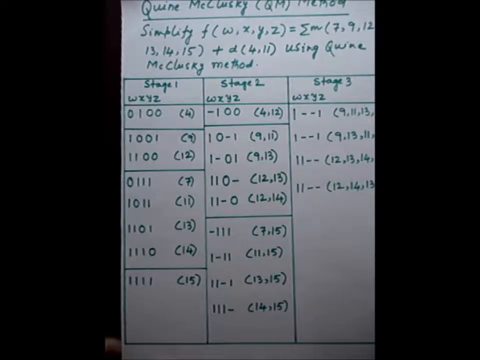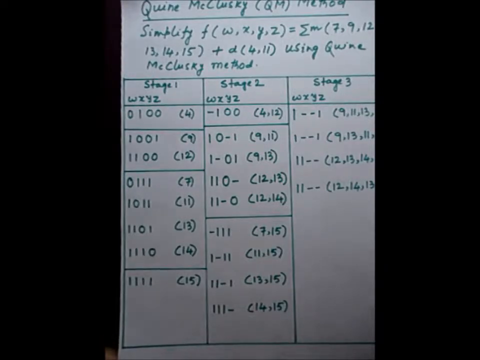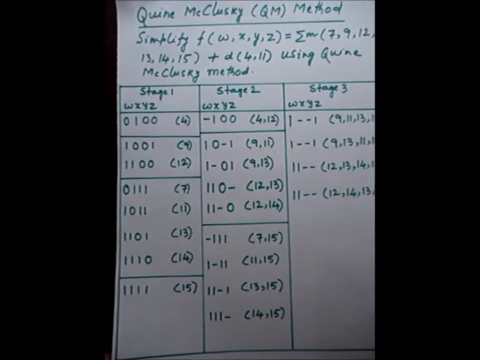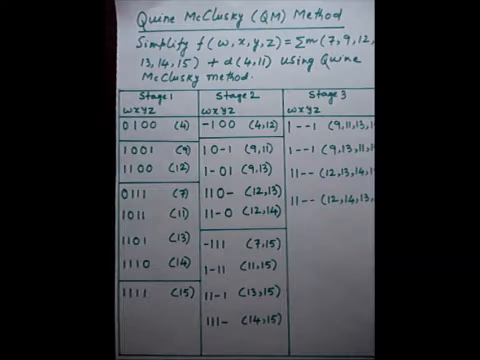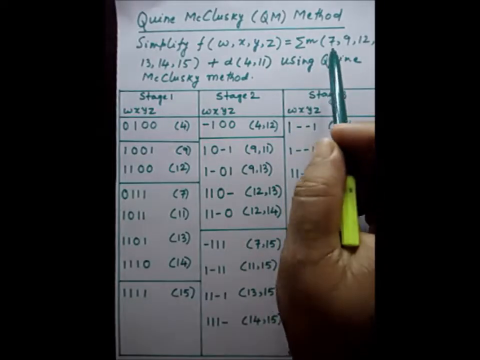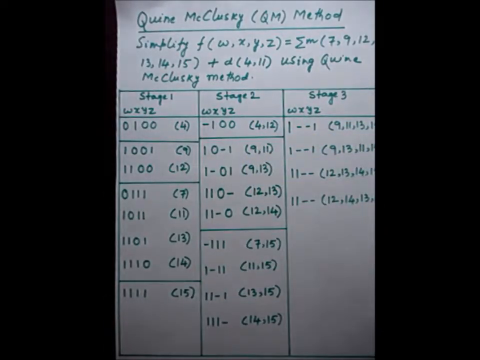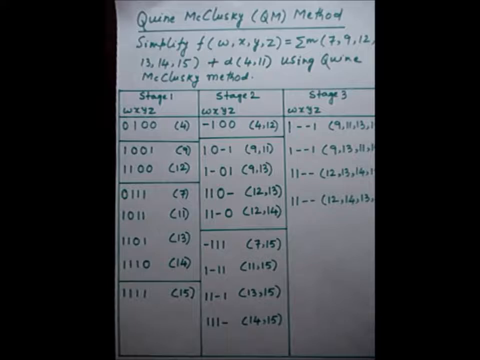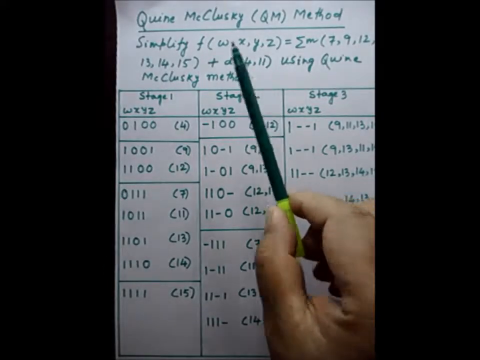We simplify Boolean expressions in SOP form with the help of the Quine-McCluskey method, or you can shortcut and say the QM method. Here you can see don't cares have been added, and we do stage number 1, stage 2, and we proceed in the same way.